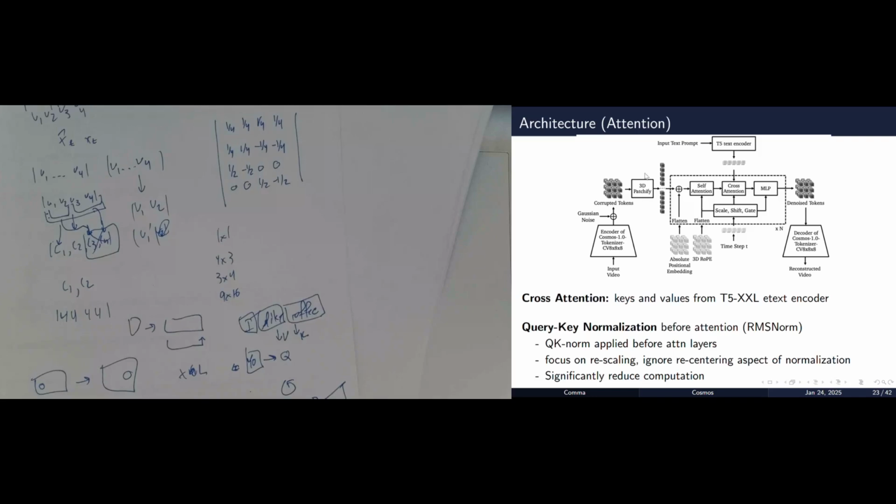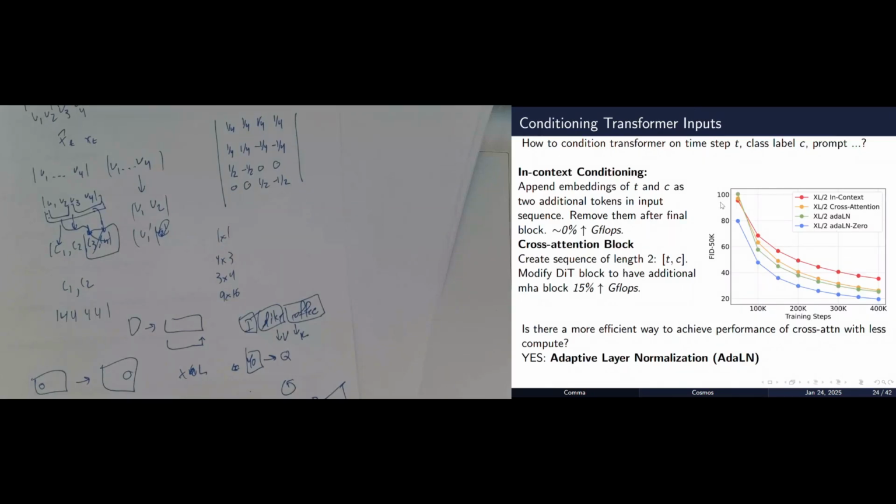The whole point is cross attention. I think my next slide talks about this. Okay, so this is the trade-off they went through. Whenever you're trying to condition a transformer on additional input, you have three basic options. The first is in-context conditioning.